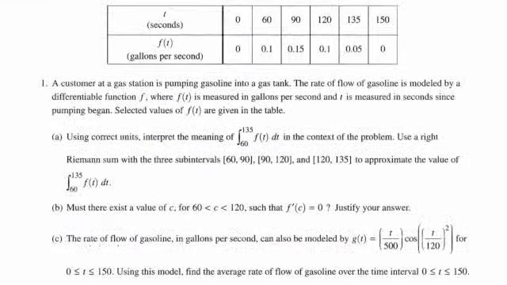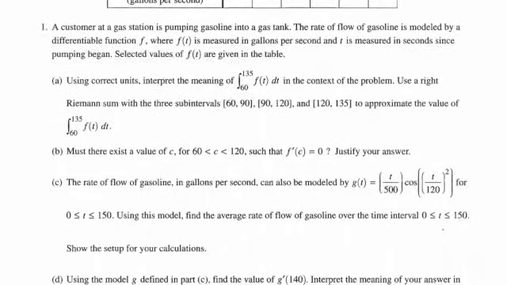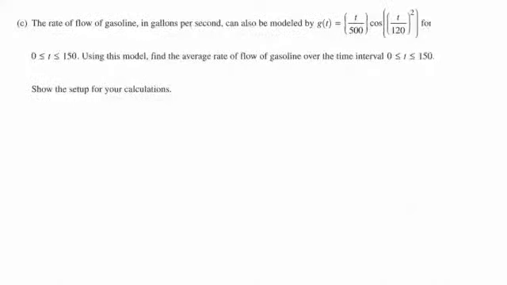Part C says the rate of flow of gasoline in gallons per second can also be modeled by G of t equals t over 500 times cos of (t over 120) squared, for t from 0 to 150. And also our table is from 0 to 150. Using this model, find the average rate of flow of gasoline over the time interval 0 to 150. It says show the setup of your calculations. For part C, we can say it's the average rate.